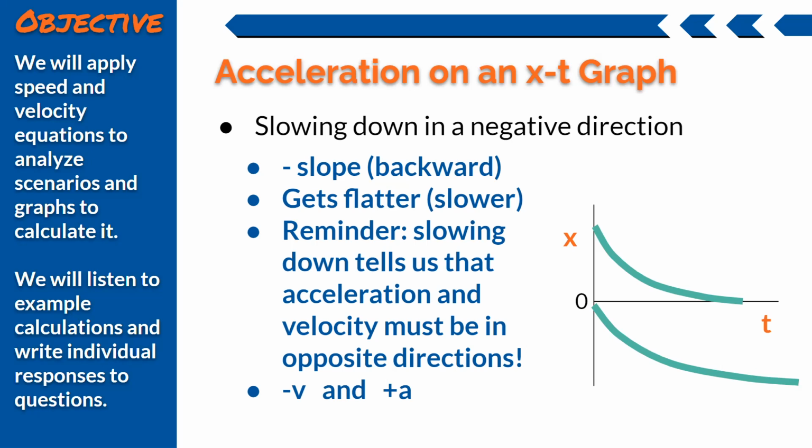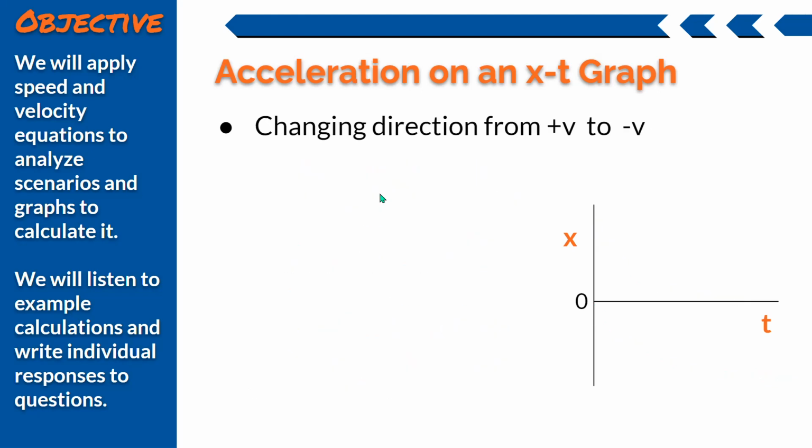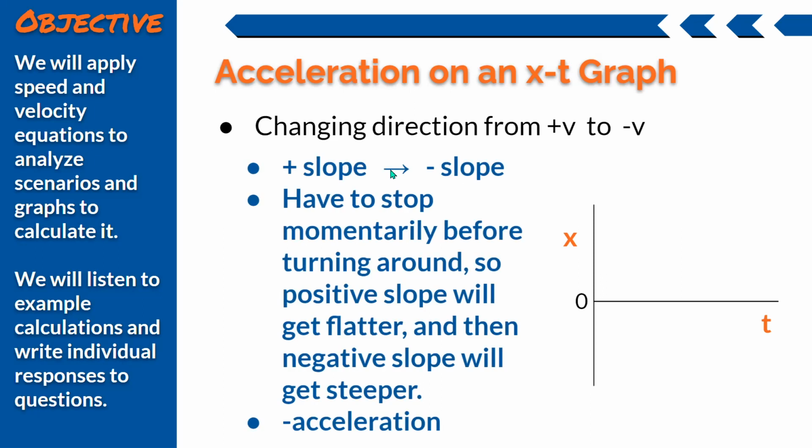All right, but I said that acceleration was speeding up, slowing down, or changing direction. So let's talk now about how we can show something changing direction on an XT graph. Changing direction from positive velocity to negative velocity. If I want to show that, my slope has to change from positive to negative. Because if I go from a positive velocity, that means positive slope, to a negative velocity, that means negative slope. And in order for me to change direction, I have to slow down, stop, and then turn around and speed up.